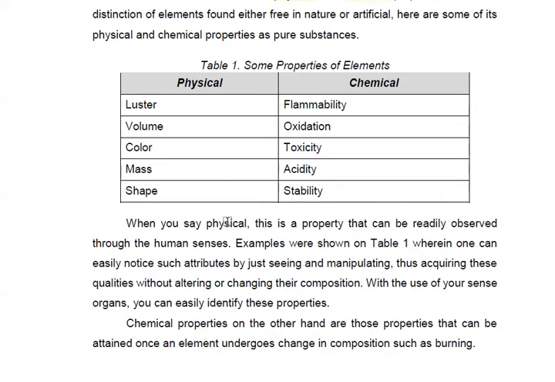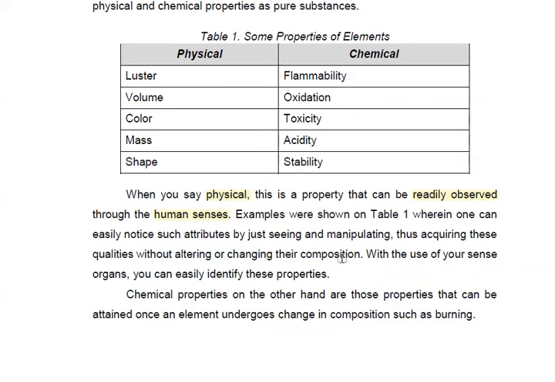When you say physical, this is a property that can be readily observed, seen or touched, observed by the human senses. Now, the examples on table 1 can be noticed by seeing and manipulating, thus acquiring these qualities without altering or changing their composition. So, for example, you have iron. Let's see what else. How about oxygen?